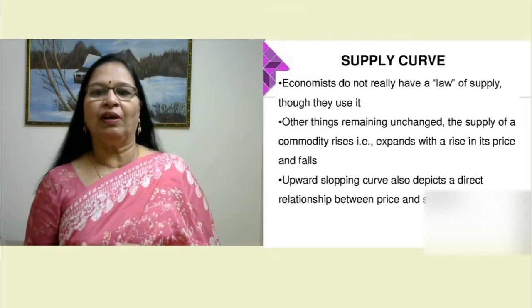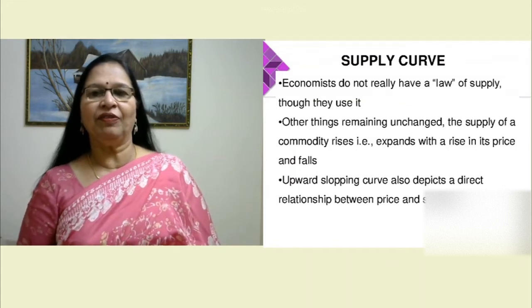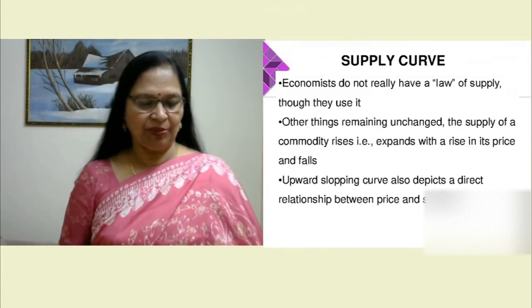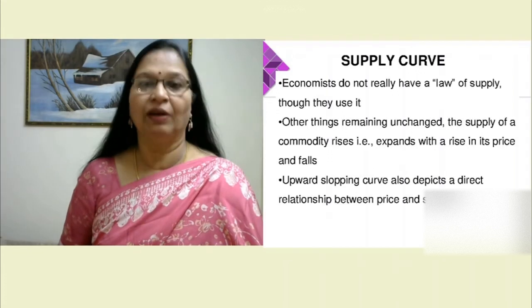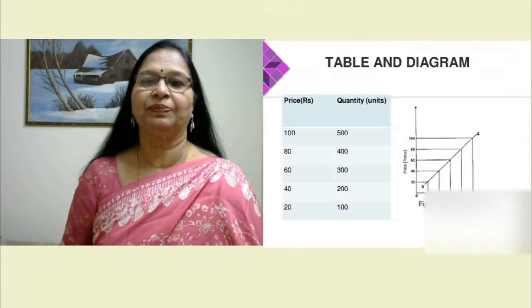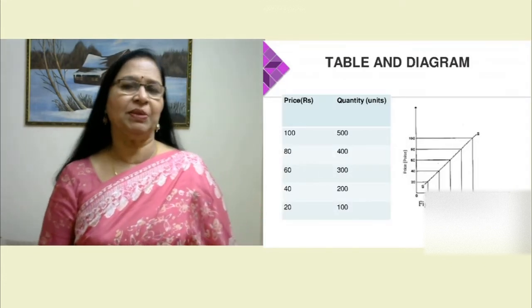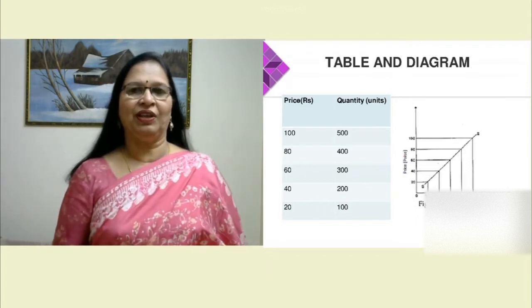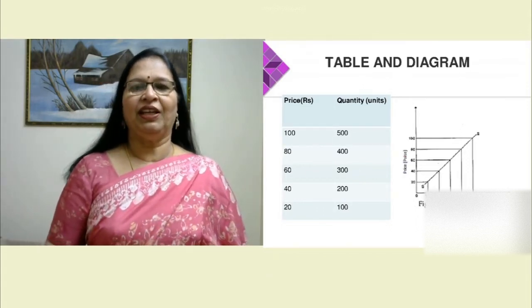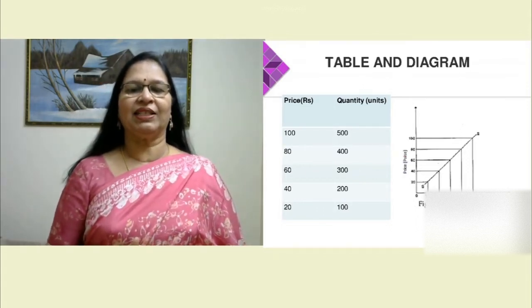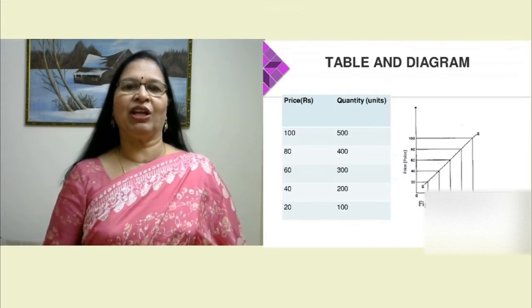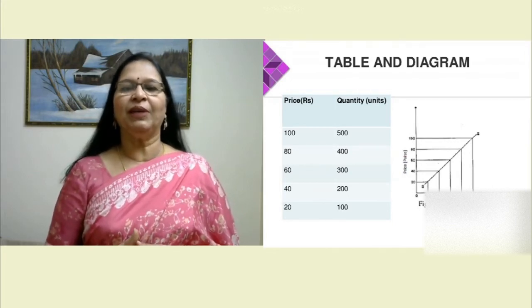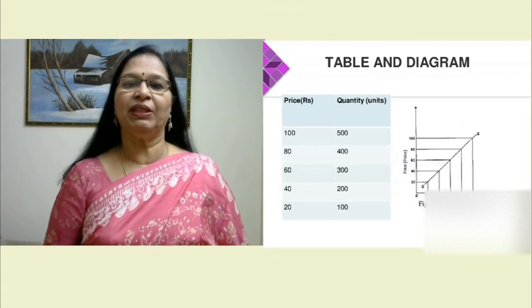So an upward supply curve depicts a direct relationship between the price and quantity. The diagram is very simple. It is just the opposite of the demand curve. Here you can see on the vertical axis you have price, and on the horizontal axis you have quantity, and you can see the small table there.